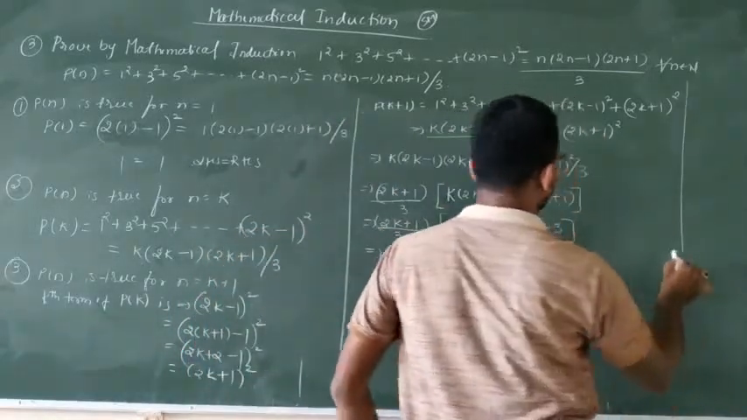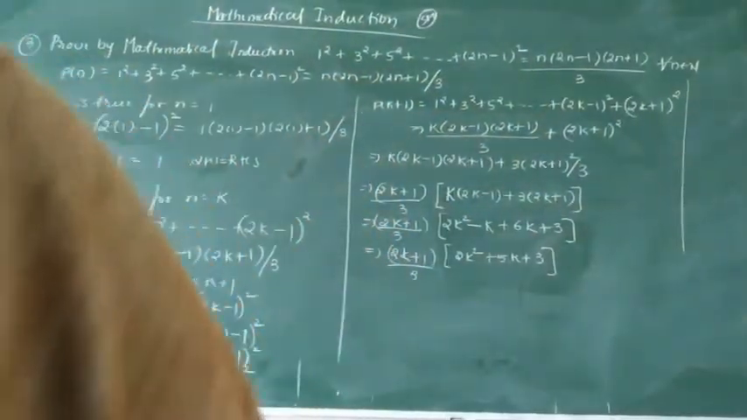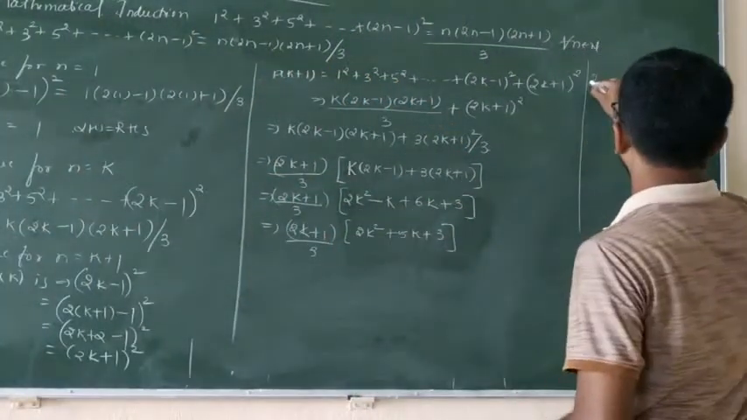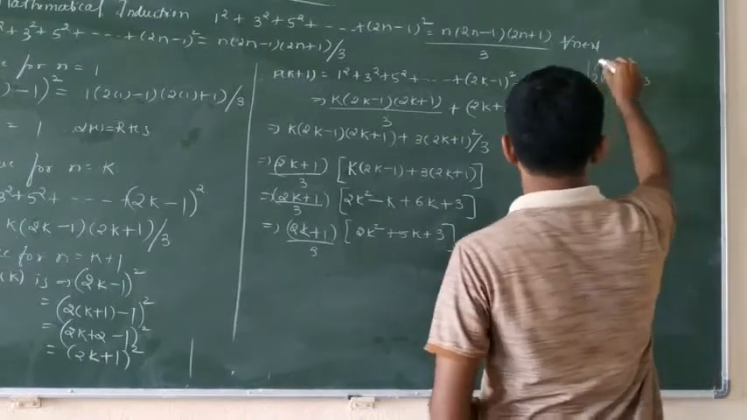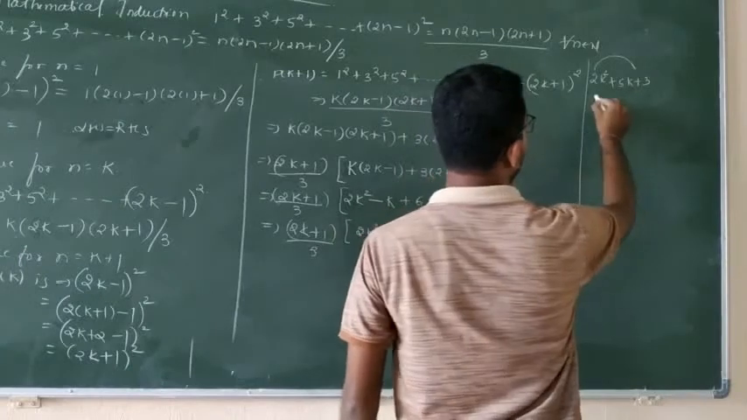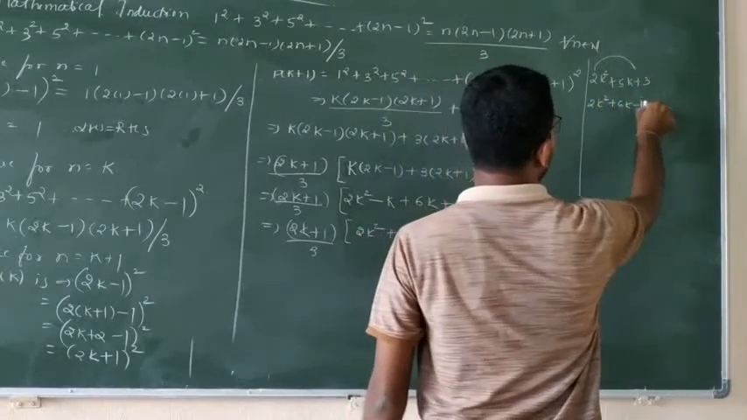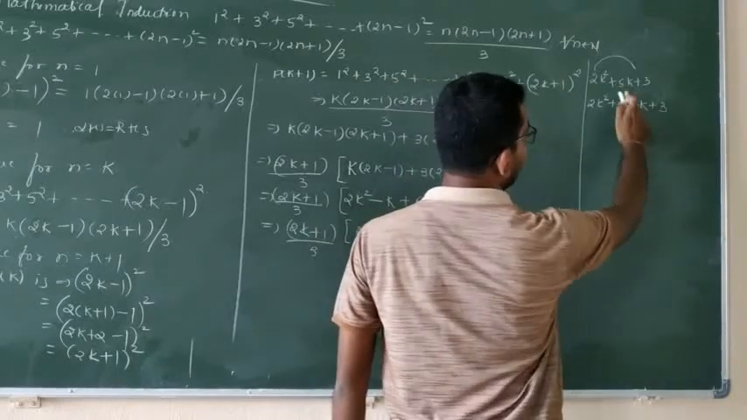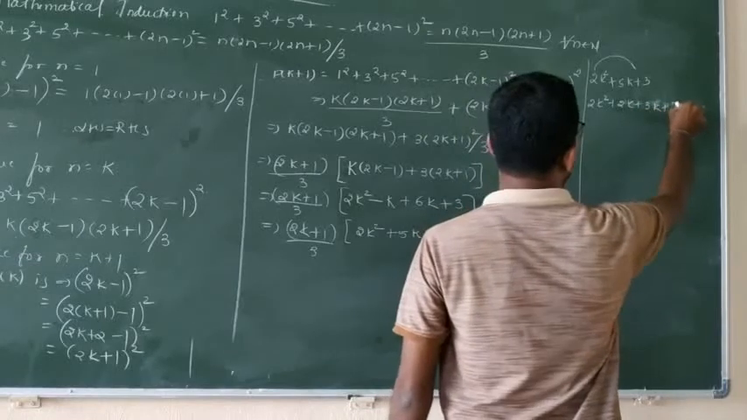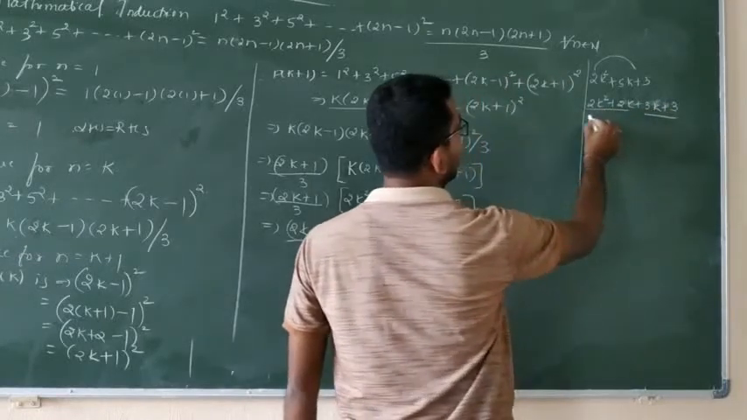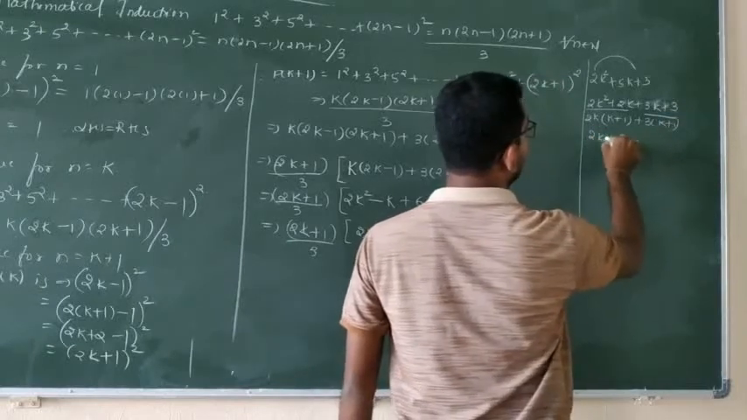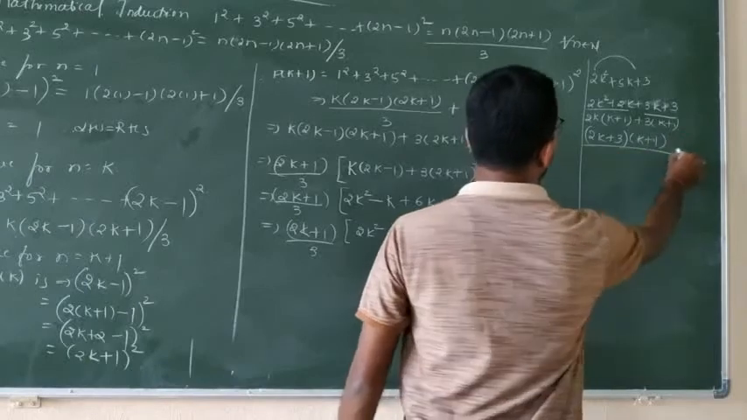So I will solve this one by using factorization. For 2k square plus 5k plus 3, by multiplying first and third terms, you should get 6k square, and using the same two numbers, if we add or subtract, I should get 5k. Here it is 2k square plus 6k minus k plus 3. Taking 2k as the common multiple from the first two terms, it is 2k into (k plus 1), plus 3 into (k plus 1), then it is (2k plus 3) into (k plus 1).